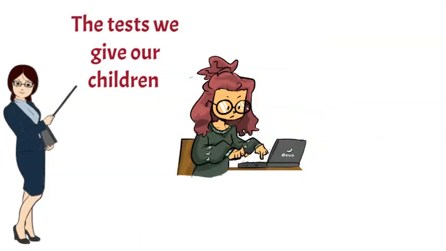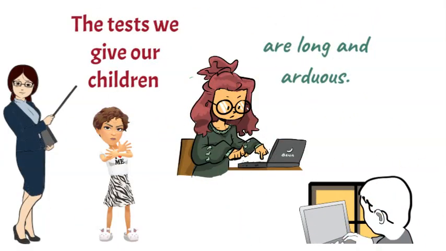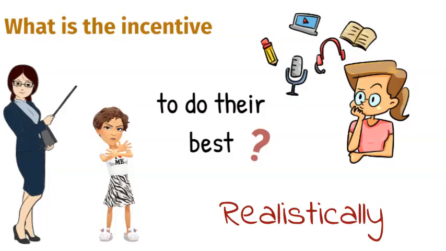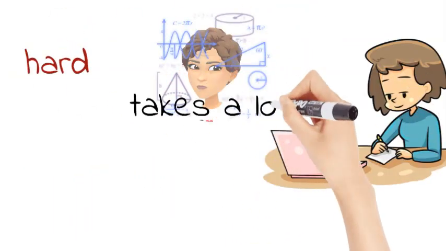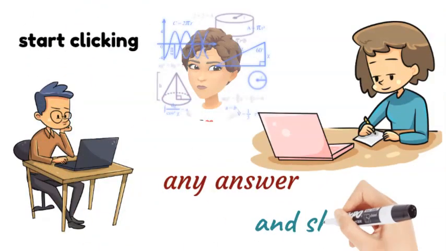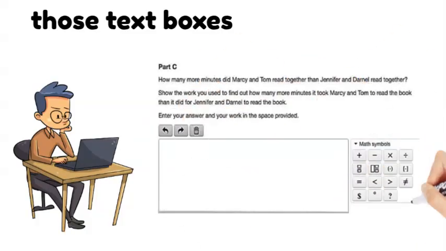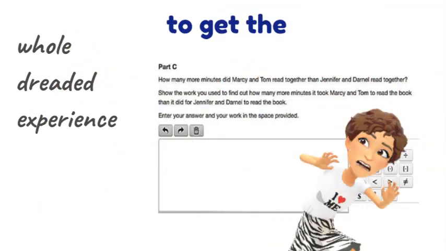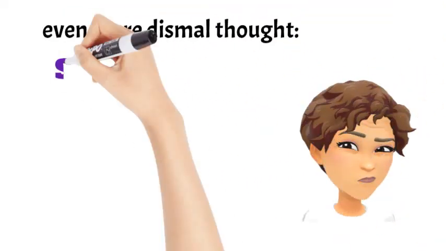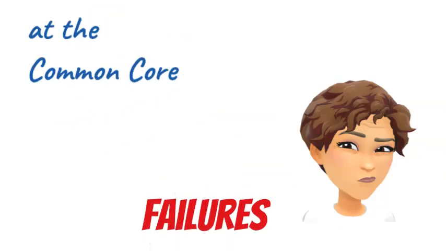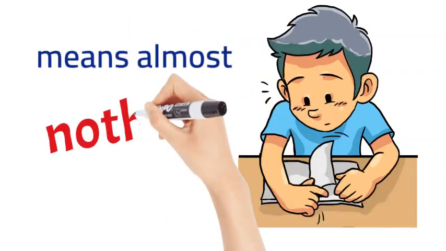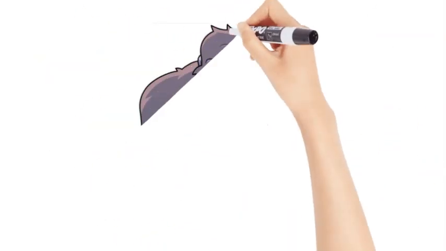The tests we give our children are long and arduous. What is the incentive to do their best? There is none, realistically. If something is hard or takes a lot of time, or a kid is just tired, he'll often start clicking any answer and skipping those text boxes just to get the whole dreaded experience over. And there's an even more dismal thought. Students have become so used to being failures at the Common Core game that one more failed test means almost nothing to them.